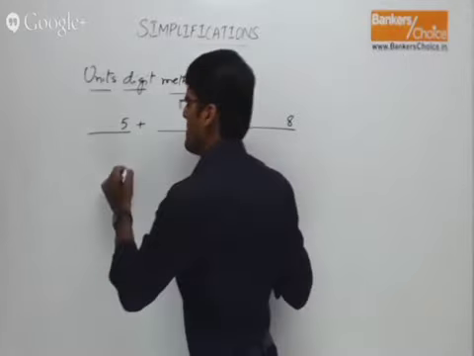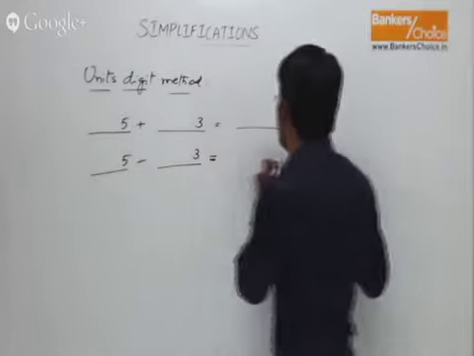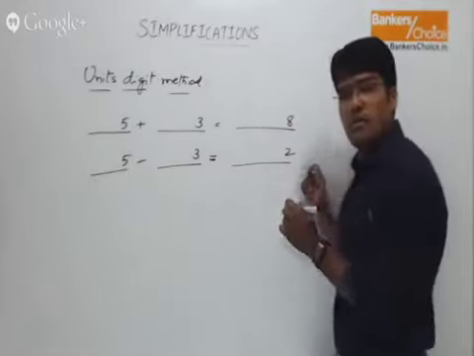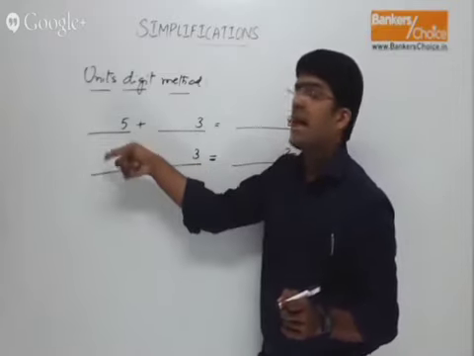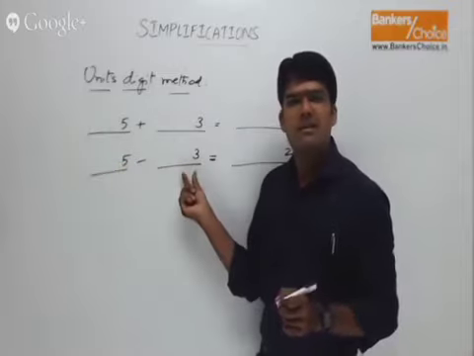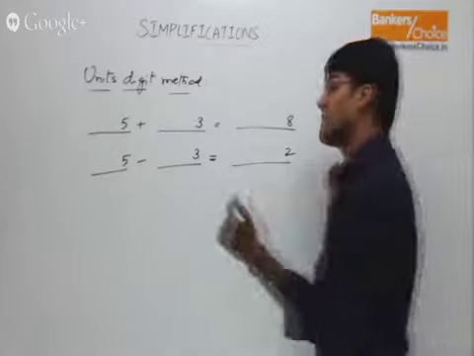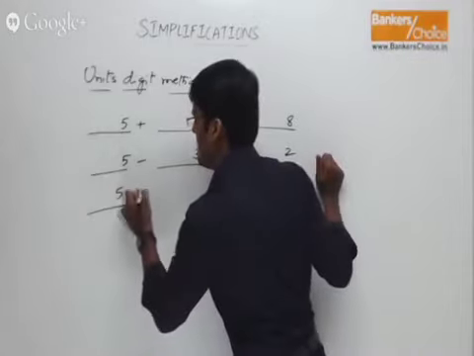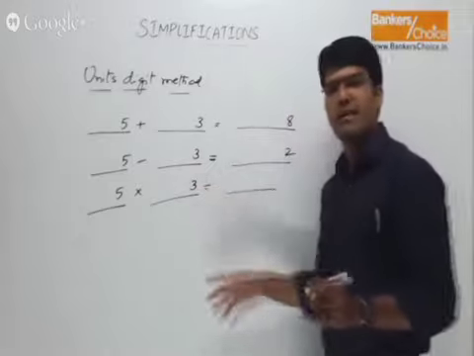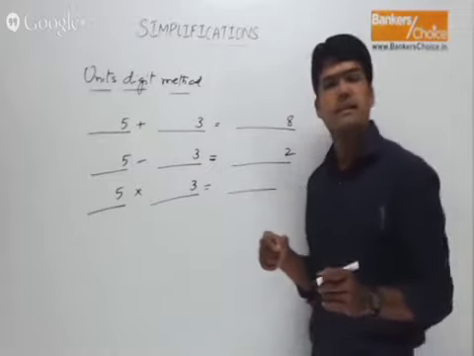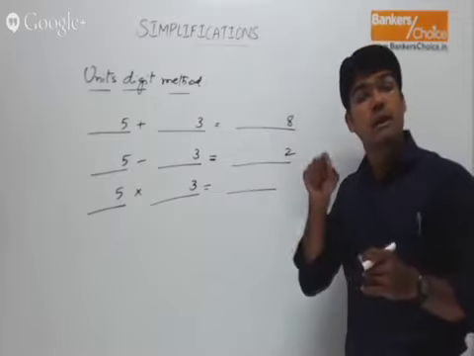Similarly, subtractions. For example, 5 minus 3, let's say. This will end with what? 2. Because we will first subtract the units, provided the first number is larger than the second one. So you understand that 5 minus 3 will give you 2. Likewise, multiplication: one number ends in 5, the other number ends in 3. What will the product end with? It will end with 5 because first we multiply the unit places.